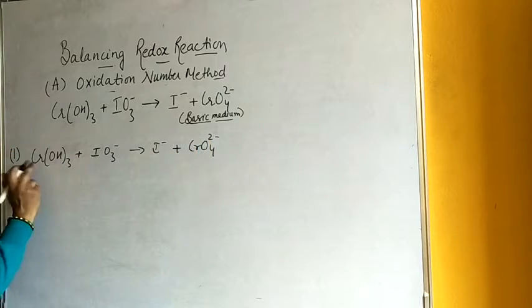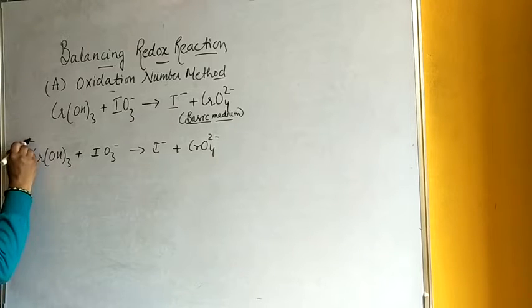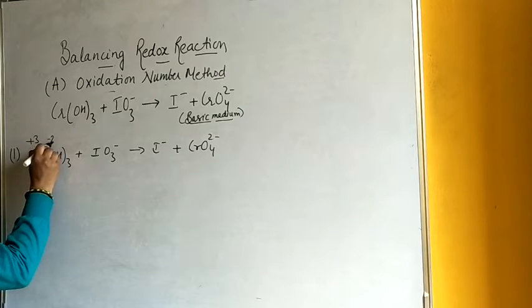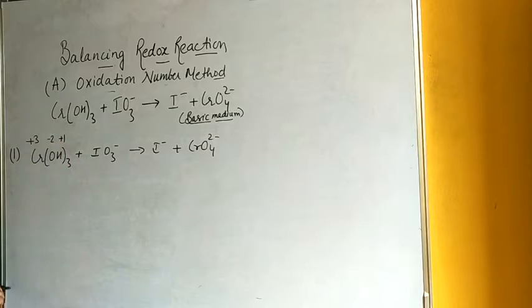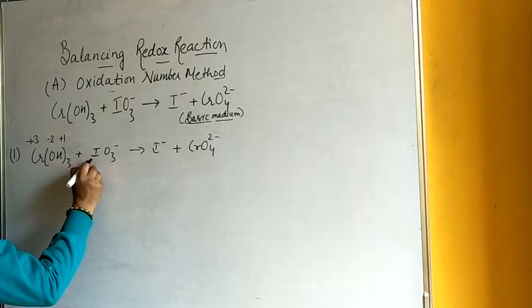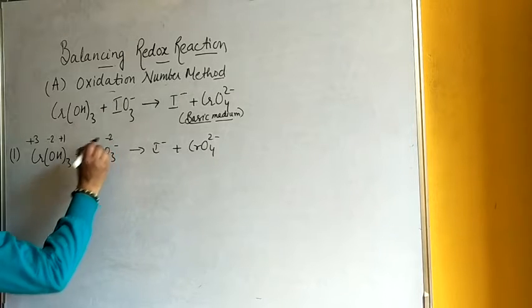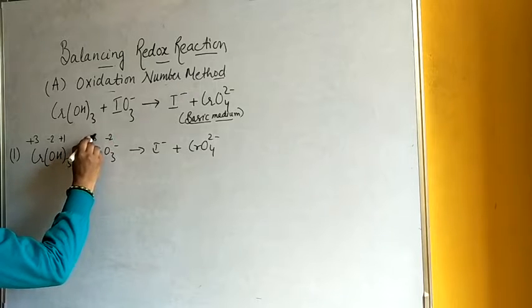So let's first write down the oxidation state or oxidation number. So it is chromium here, this is 3 here. So the oxidation number of chromium, student, will be plus 3. Oxygen is minus 2 and that of hydrogen will be plus 1. Similarly, student, you will write down the oxidation number here also. So that of oxygen will be minus 2. This is minus 6. It will go that side. It will become plus 5.